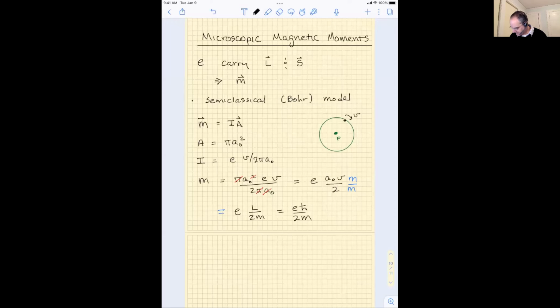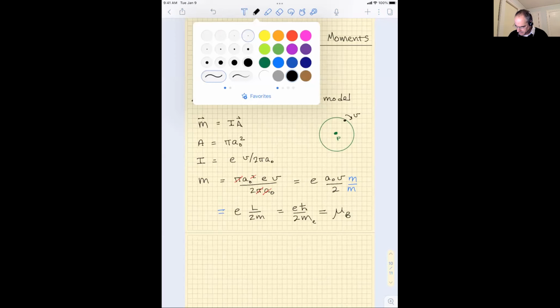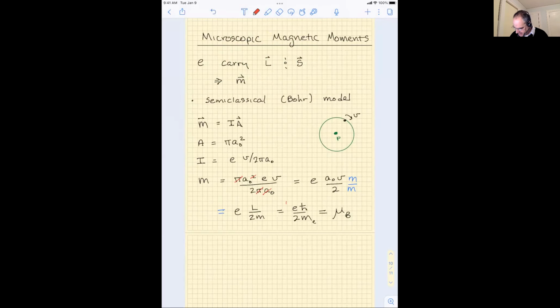And this unit, it's like a fundamental unit of magnetic moment, because look, it's a magnetic moment, but it's just made up of fundamental constants, e, h bar, mass of the electron. This is called the Bohr magneton. And it's almost like an elementary unit of magnetic moment for electrons.